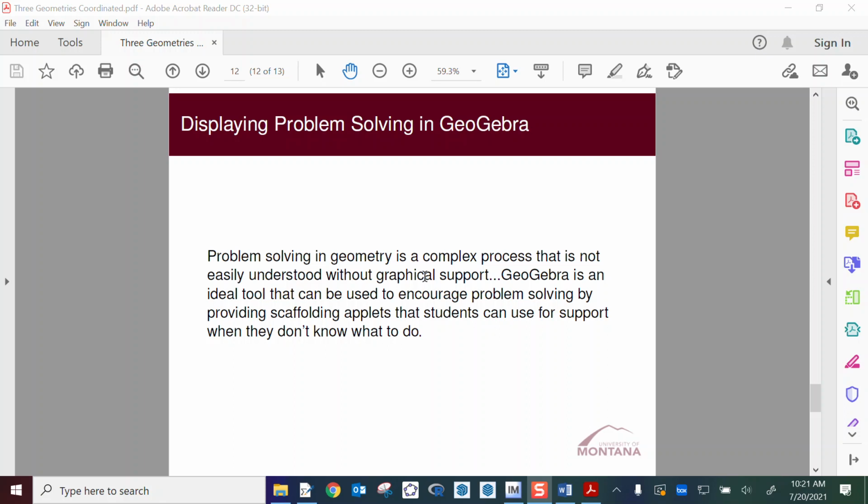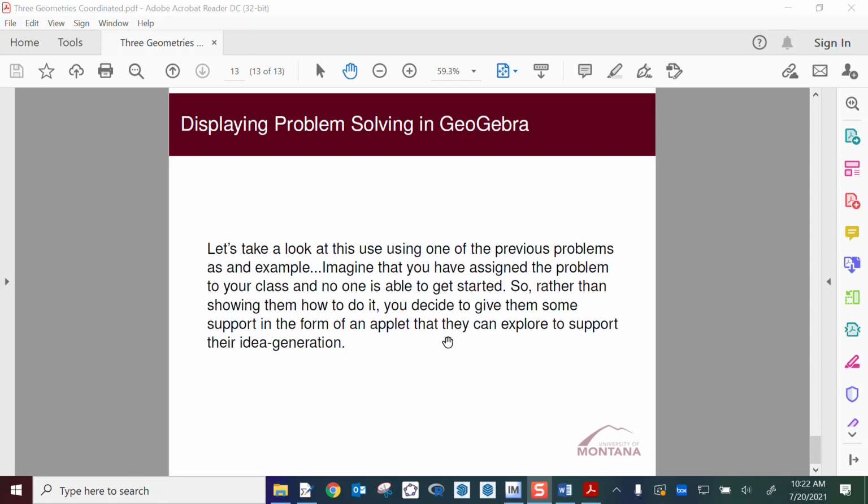So that's the last thing I want you to learn how to do in GeoGebra, and I hope that maybe you will use it with your students to share complex pictures or anything that you could create that might support their learning. So let's take a look at this, using one of the previous problems as an example, and imagine that you've assigned the problem to your class and no one's able to get started.